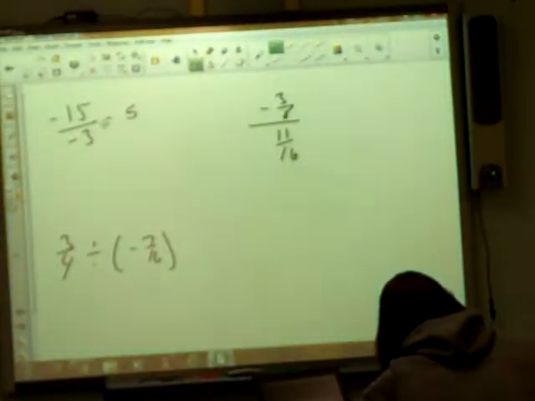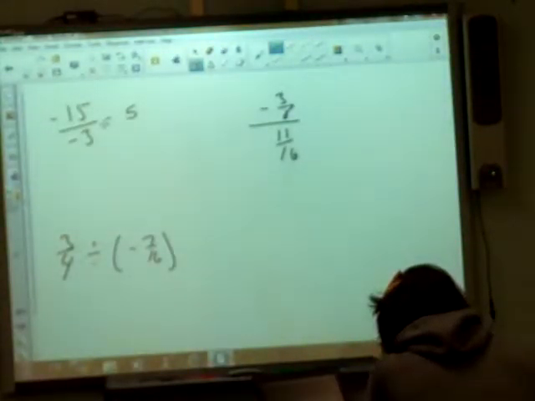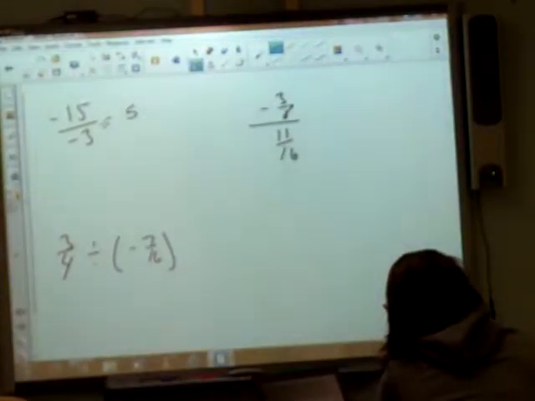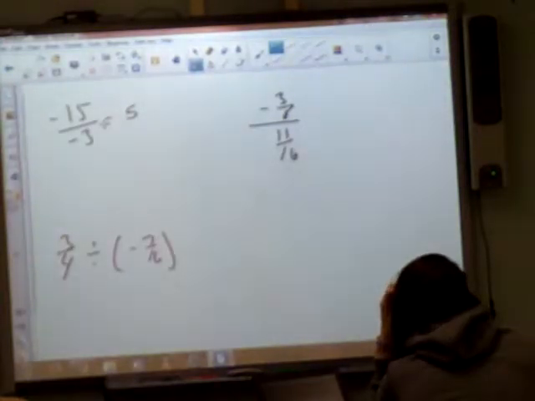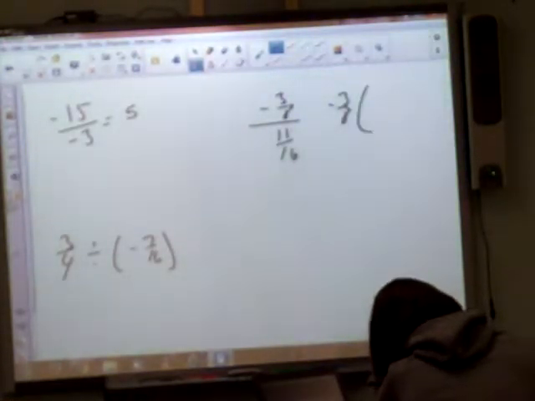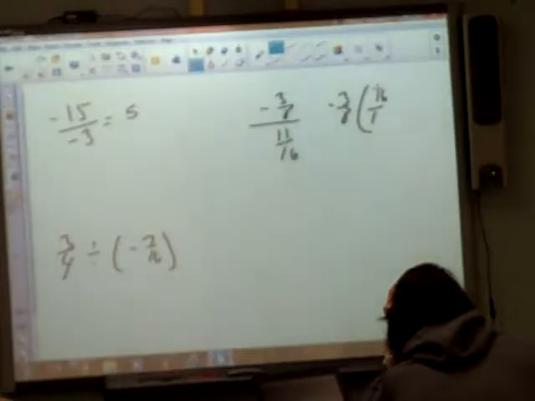Okay. On number 2, where it's still division, but we're dividing fractions. We've got a fraction divided by a fraction. Okay? Anybody remember any rules about a fraction divided by a fraction? Yep. What do you do? Good. Good, Angie and Joe. We're going to multiply the reciprocal. So our numerator, the number on top, will stay the same. Negative 3/8 will stay the same. And then I'm going to take the reciprocal and multiply the denominator. So the reciprocal just means you flip it. So it's going to be 16 over 11.